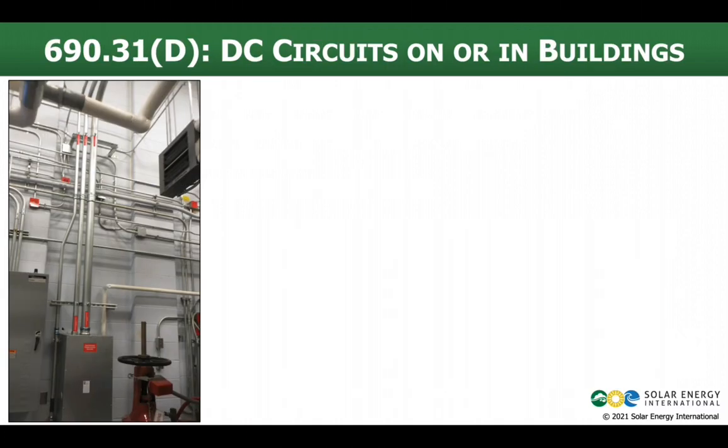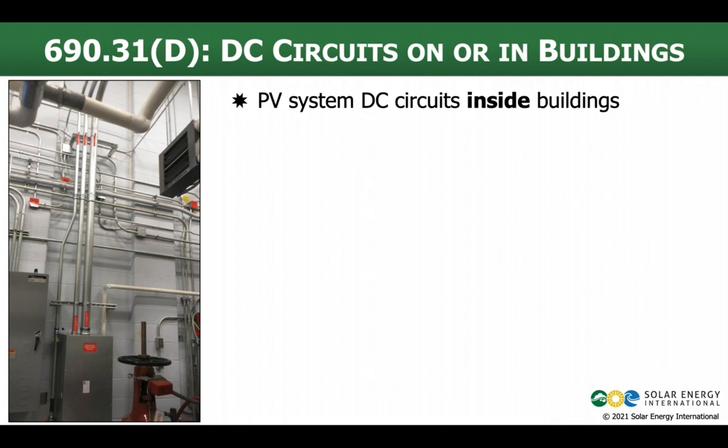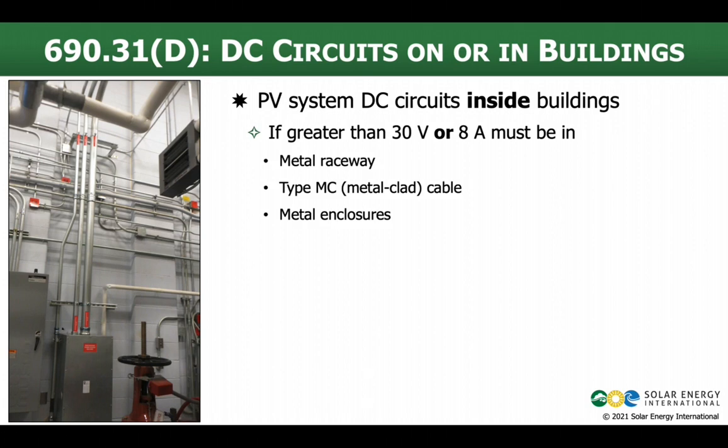When we run DC circuits in or on buildings, we've got to follow the requirements in 690.31(D). So inside buildings, we say, okay, 690.31(D) applies to on or in. What we're talking about right now is in the building, not on it, in it. If these DC circuits are greater than 30 volts or 8 amps, then they have to be in metal, basically.